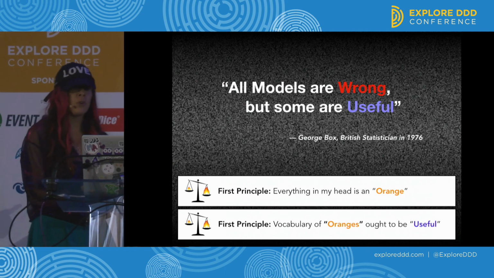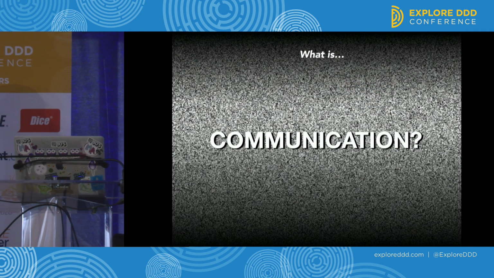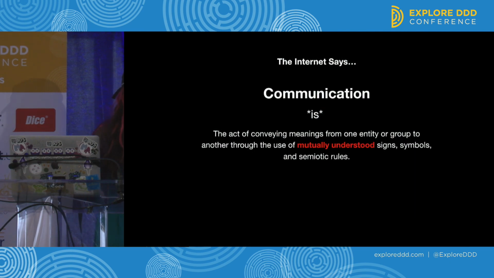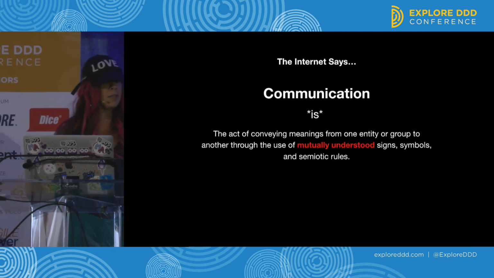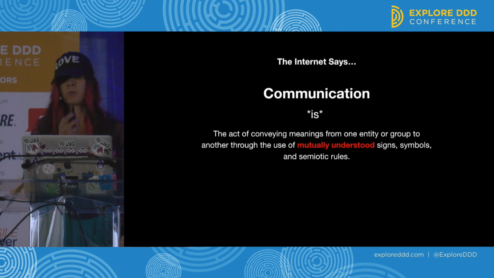So going back to our original question, what is communication? Let's see if we can answer this. So first thing we do, we want to know the answer to a definition of something. We ask the internet, right? So the internet says, communication is the act of conveying meanings from one entity or group to another through the use of mutually understood signs, symbols, and semiotic rules.